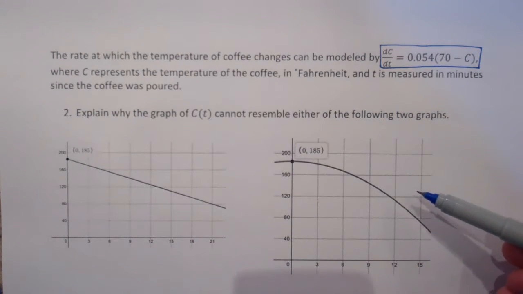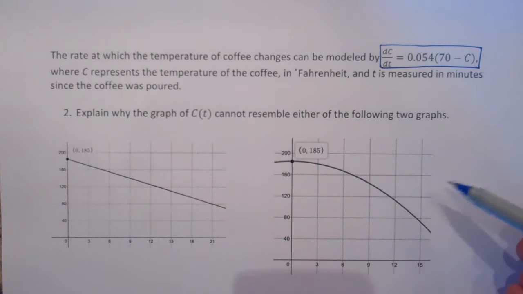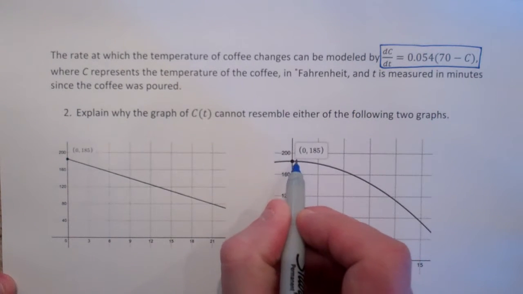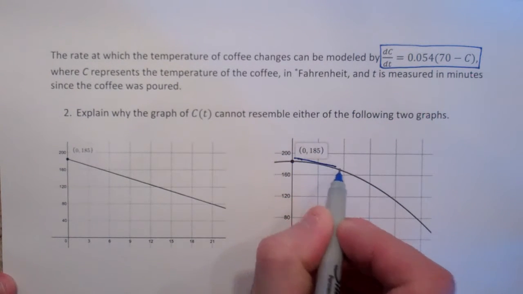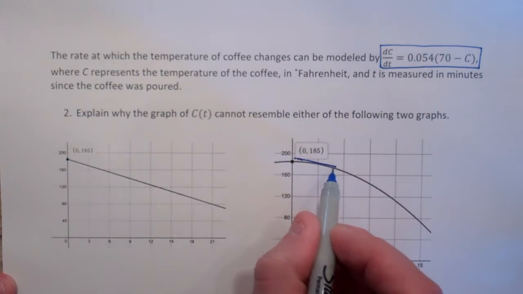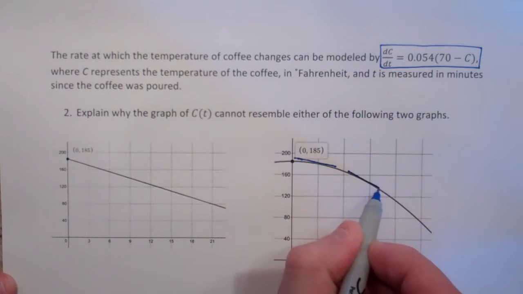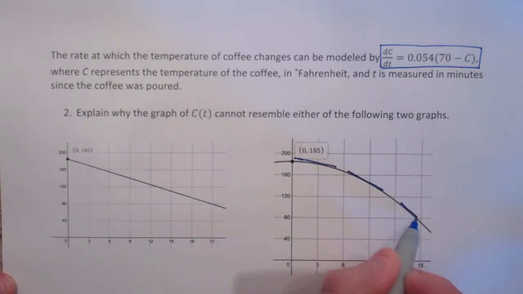For the second graph, we need to take a look at the slopes of the tangent lines. So as I draw those, you can see here that this slope is slightly negative. This slope becomes more and more negative as we continue to the right-hand side. That actually doesn't happen as the coffee cools. The rate at which the temperature is decreasing is actually getting closer to 0 as time goes on.